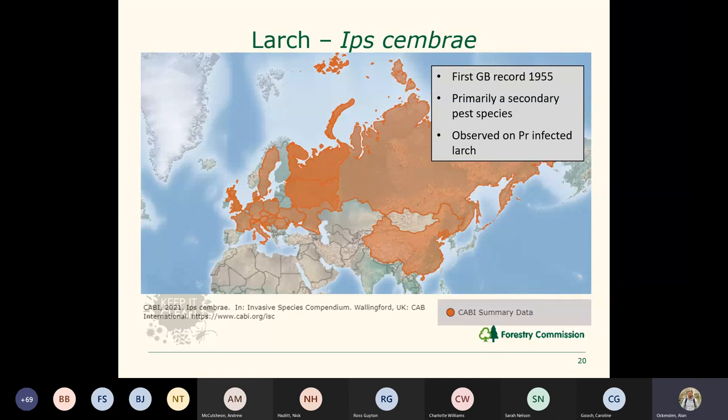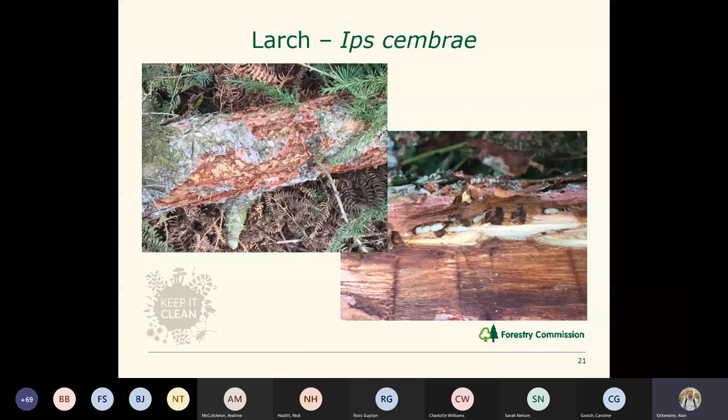It likes to attack stressed and dying trees, sorry. So it doesn't instigate an attack, it will take advantage of a larch tree that is already under significant stress for one reason or another. We do observe it on larch that is infected with ramorum, and we have seen it in other instances as well where larch trees are significantly stressed.